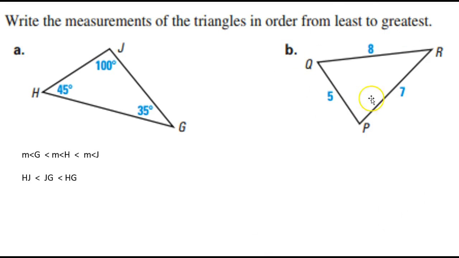See if you can go ahead and try example B. This time they give you the sides, so I would start by ordering the sides from least to greatest and then look across from the sides to see which angles are going to be least to greatest.